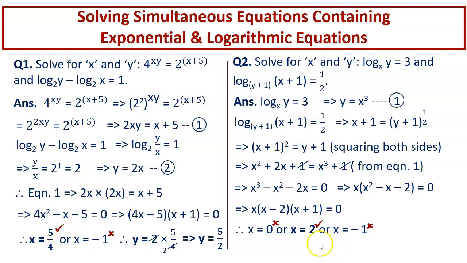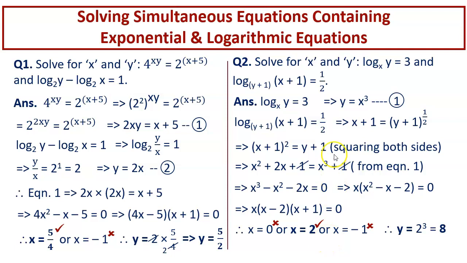Okay? So, x equal to 2, what is the value of y? y was equal to x to the power of 3. So, y is equal to 2 to the power of 3 or y is equal to 8. Okay? So, for question number 2, the final answer is x equal to 2 and y equals 8. Okay, y equals 8 because 2 to the power of 3 is equal to 8.